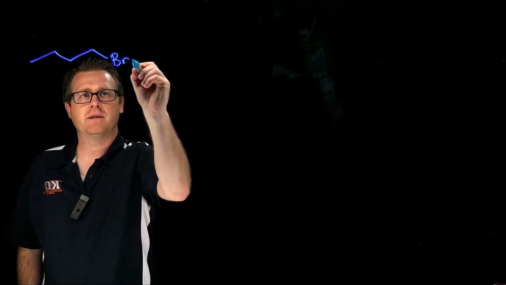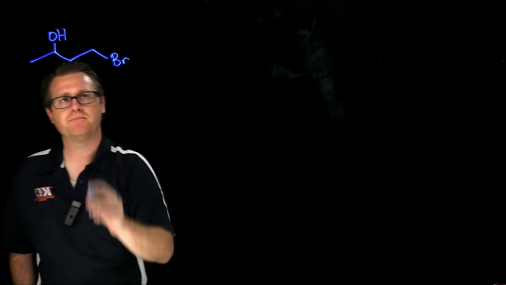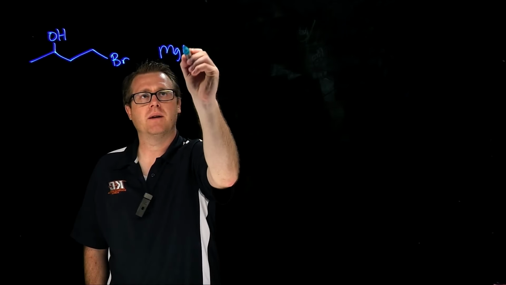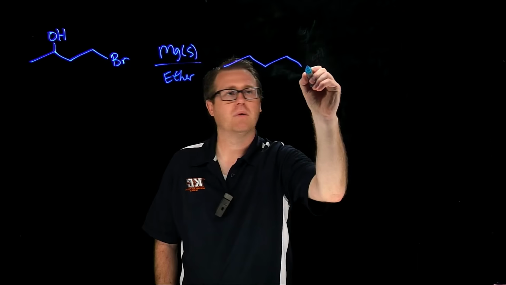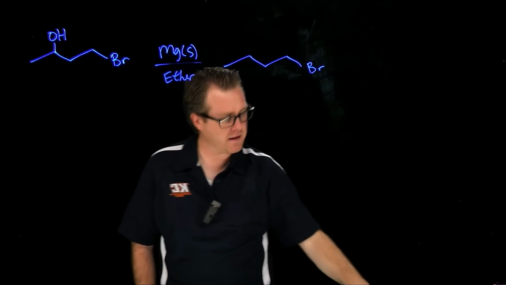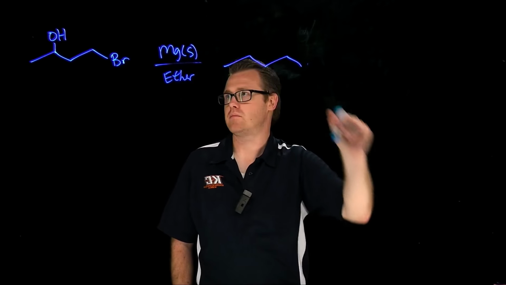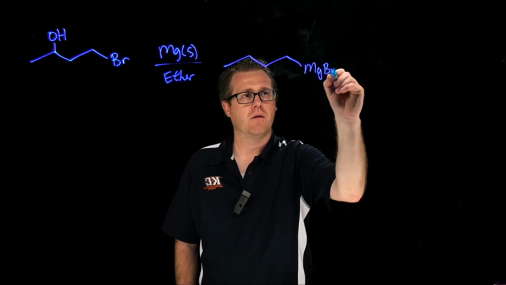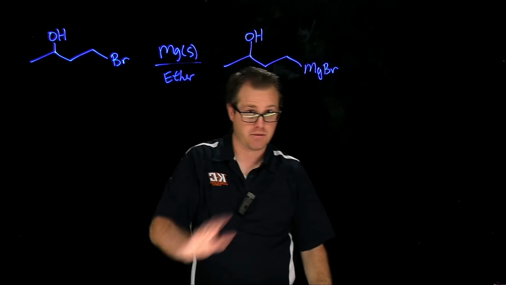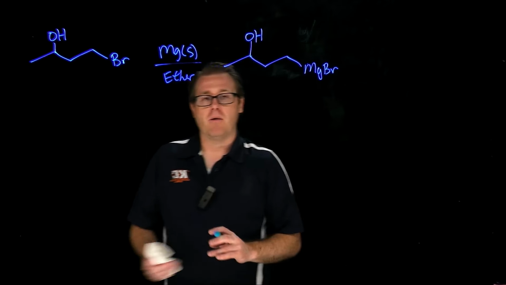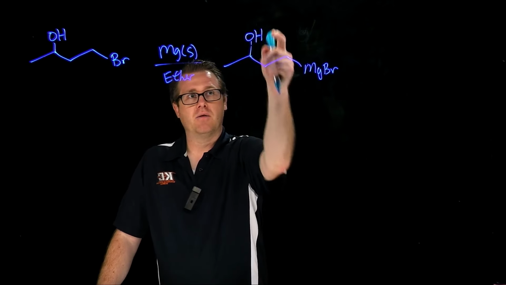Okay, so let's go back to this idea of making a Grignard reagent. What was the Grignard that I wanted to make? It was something like this. I wanted to go like this: magnesium solid, ether. Recall how I said that won't work, right? And why won't it work? Because the Grignard reagent will then react with itself.